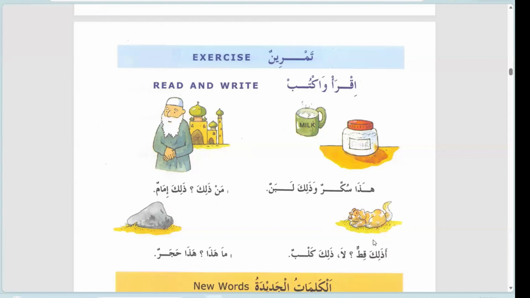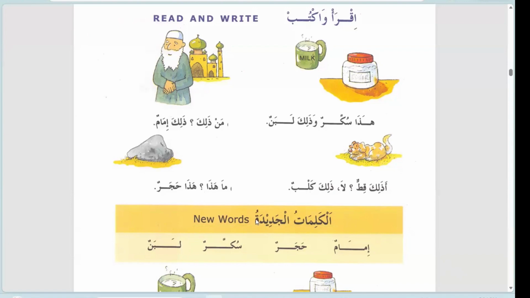That is an imam. Then we have أذلك قط؟ لا، ذلك كلب. حرف استفهام. And in the response, we either say لا or we say نعم. Is that a cat? No, that is a dog. ما هذا? What is that? هذا حجر. That is a stone.